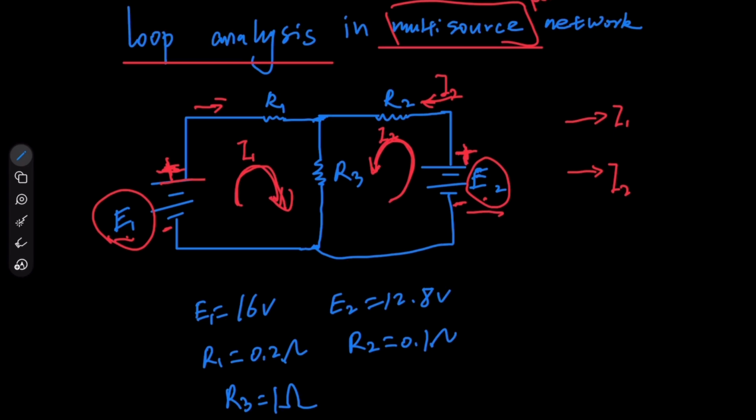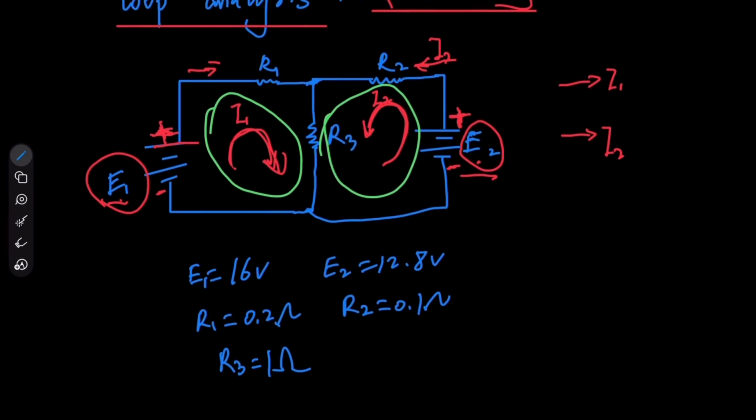In order to use loop analysis, we need to find the loops first. Looking at the diagram, we have two loops. Here is loop 1, and this is loop 2. That means we need to solve for two variables, I1 and I2, and we need to build two equations.